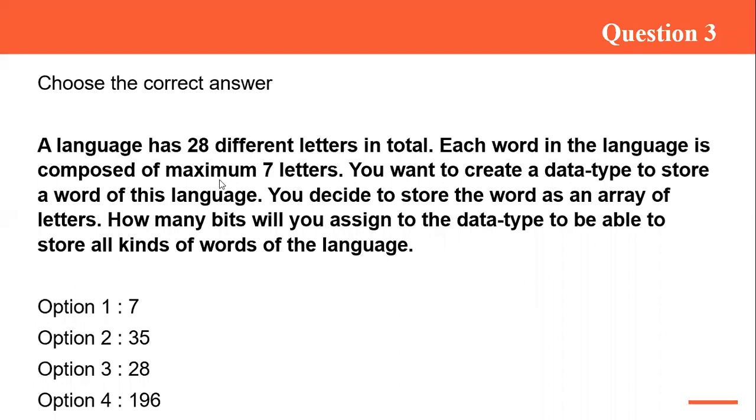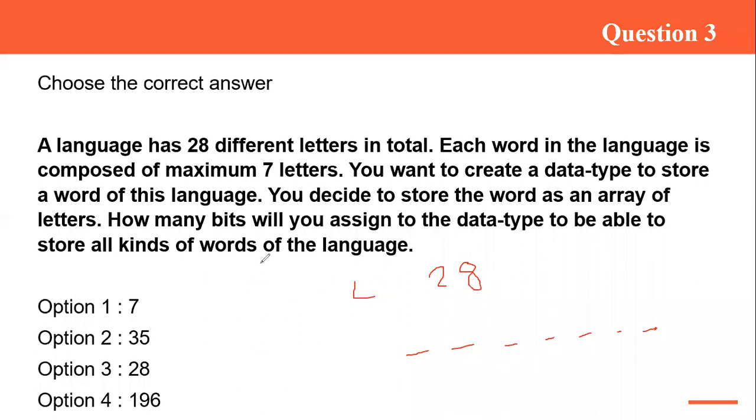A language has 28 different letters in total. How many letters are there? 28 different letters. Next, each word in the language is composed of a maximum of 7 letters. So each letter is one of 28, but each word will have 7 letters. Now you want to create a data type to store a word of this language. You decide to store the word as an array of letters. How many bits will you assign to the data type to be able to store all kinds of words of the language? So we have to create a data type in which we can store any given word.